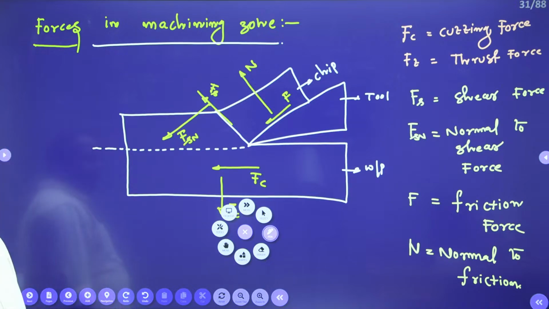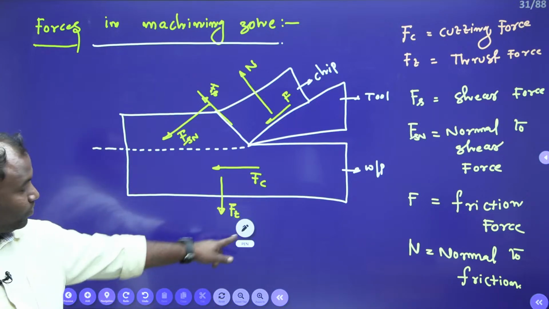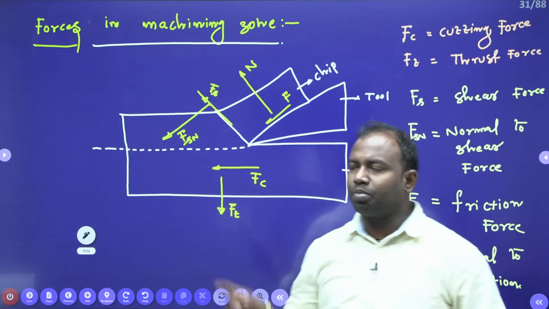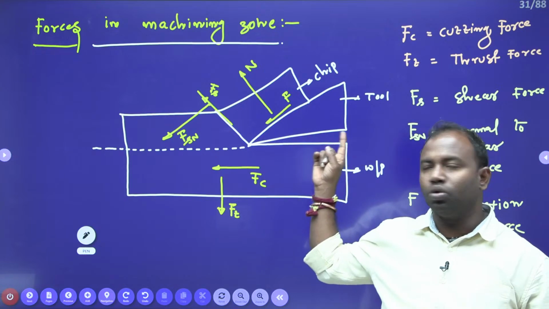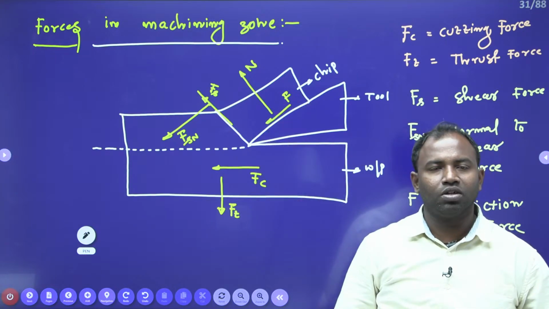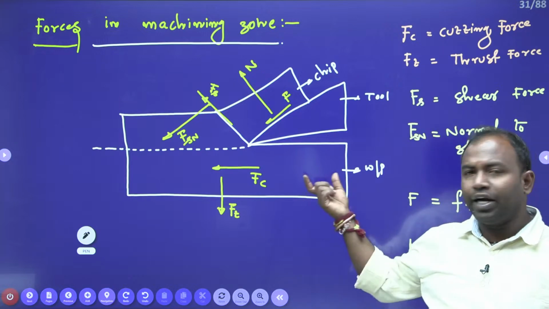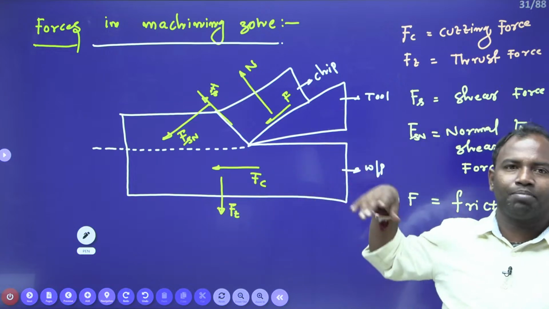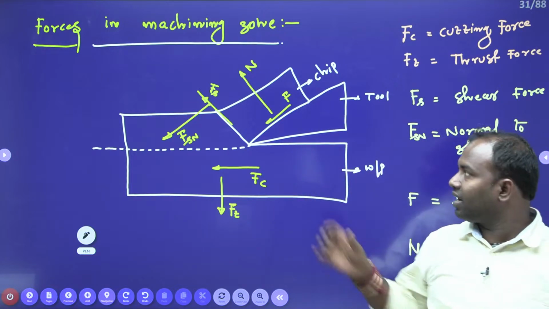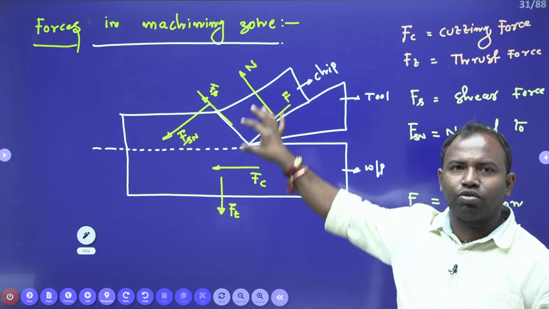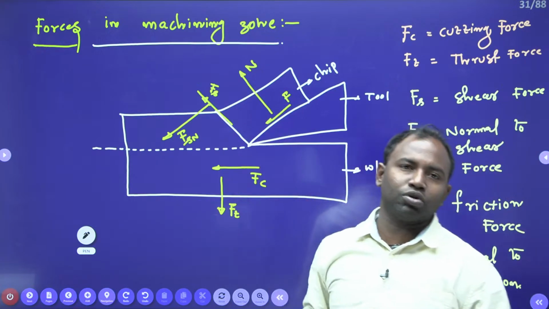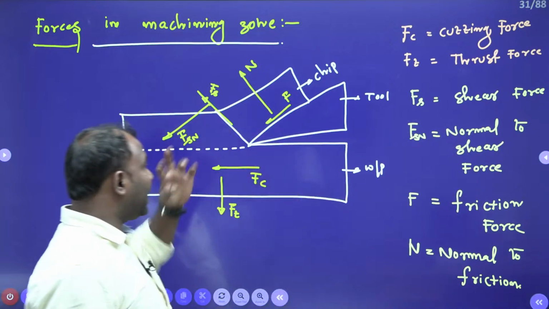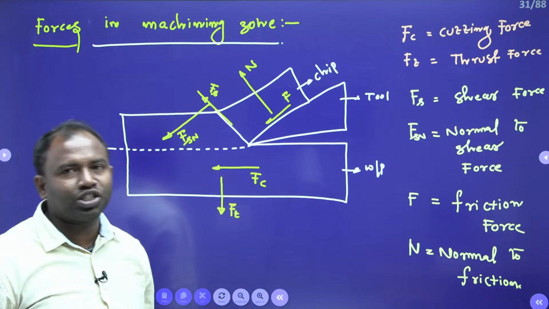But here, what happened now, guys? If I want to calculate the power required for the machining operation, that means how much power is required for my machine tool to remove this amount of chip, I know the cutting velocity. So cutting velocity into cutting force gives the power required for machining. But here, if I am able to solve all these force magnitudes, then only can I get the resultant force. If I get the resultant force magnitude, I can calculate the power required for the machining operation.